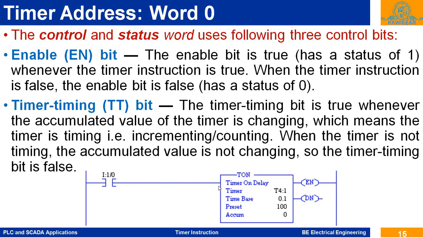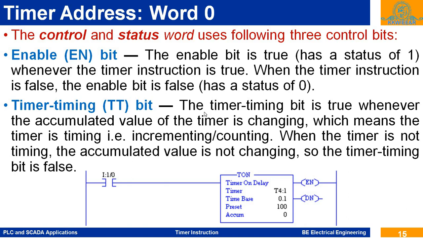this is the timer instruction, and at the left side of this timer instruction, when this rung is true, so this enable bit is 1. When this left side rung is false, then your timer status is 0 or it is false. Okay. Based on the rung status at the left side of this timer instruction, this enable bit is 1 or 0.